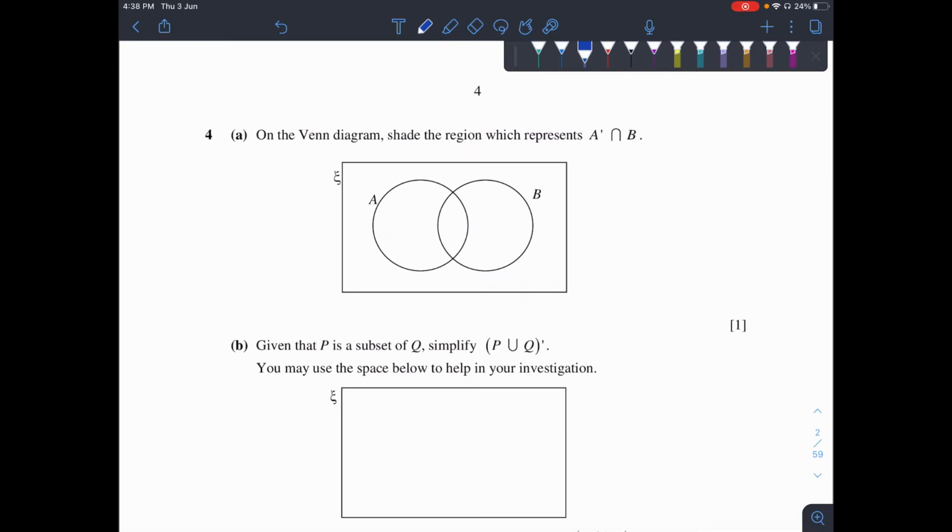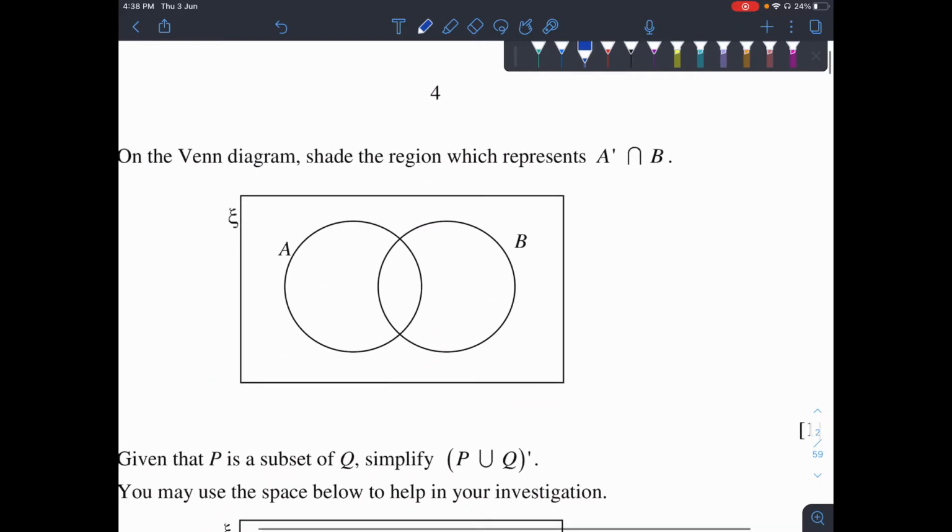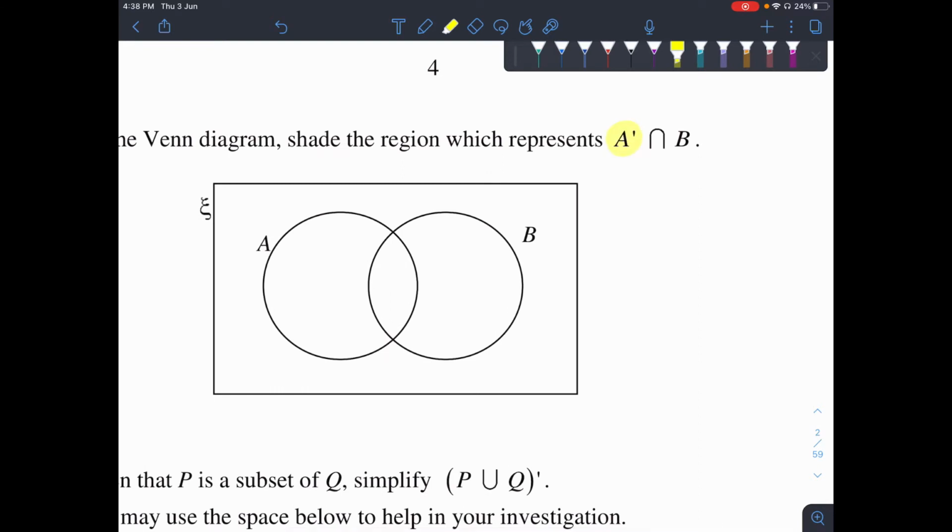Question. On the Venn diagram, shade the region which represents A prime intersection with B. Okay, so for this, we can use two different colors to show where we are supposed to shade it. Okay, so for A prime, it's basically any area which is outside of the A circle. Okay, and that would be this entire area, so this entire part. Okay, and then for B, it would just be this area.